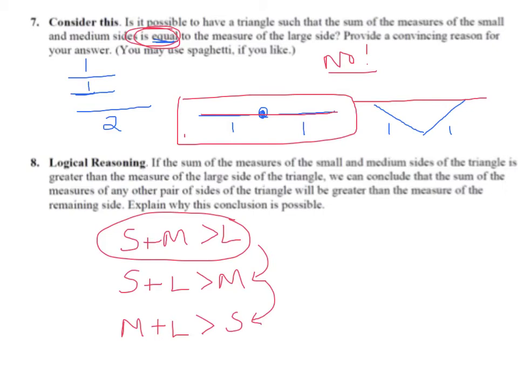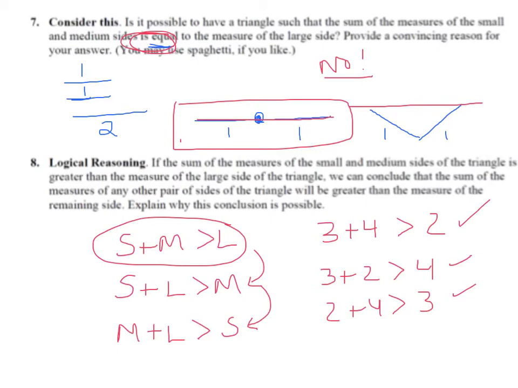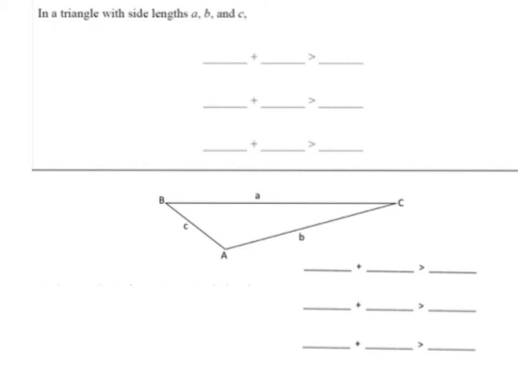All right, so let me give you an example of this. If I say 3 plus 4 is greater than 2, so 7 is definitely greater than 2. Isn't it also true that 3 plus 2 is greater than 4, and 2 plus 4 is greater than 3? There's no way in which I could write this combination such that these two would be incorrect. If this is a correct statement, these two will also be correct statements. All right, let's try to generalize on the next page.